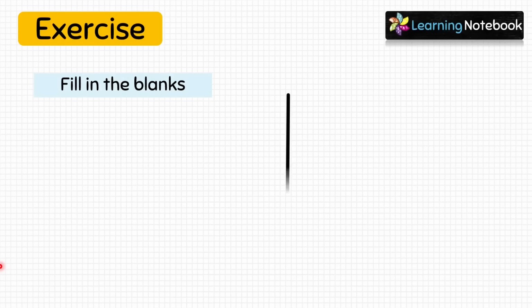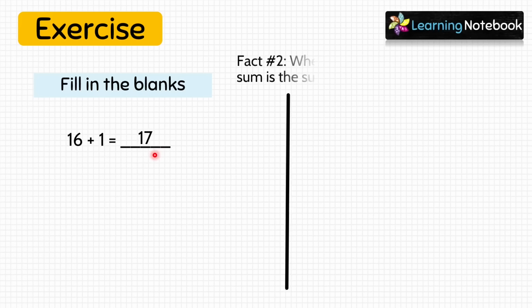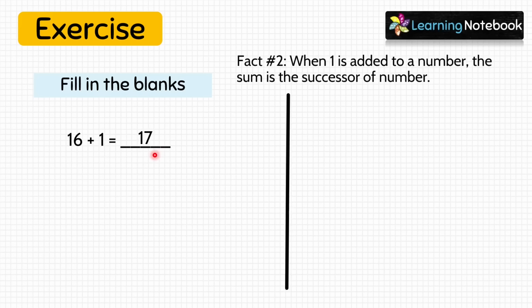Now let's do some questions based on these addition facts. First is 16 plus 1 equals dash. It equals 17. It is based on the fact that when 1 is added to a number, the sum is the successor of that number. So here 17 is the successor of 16.